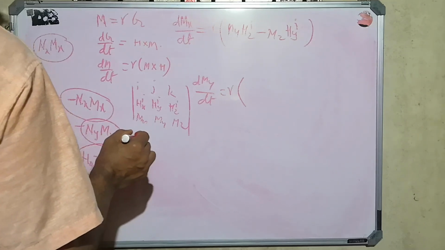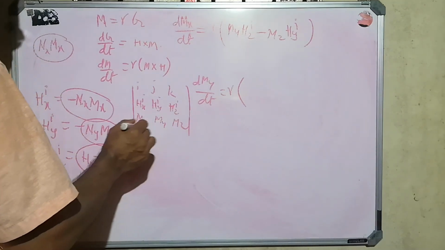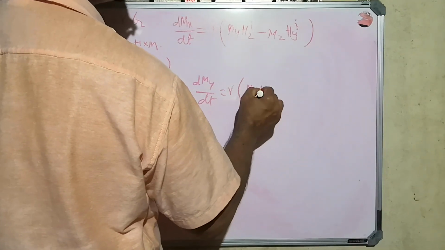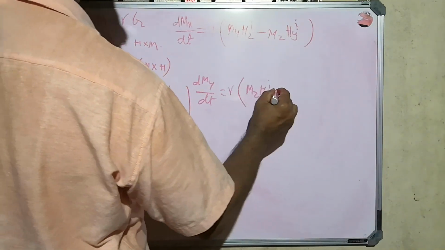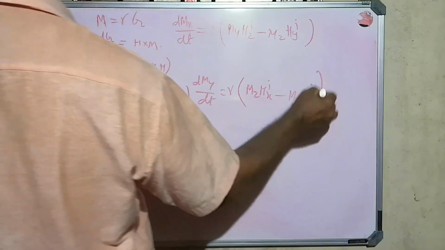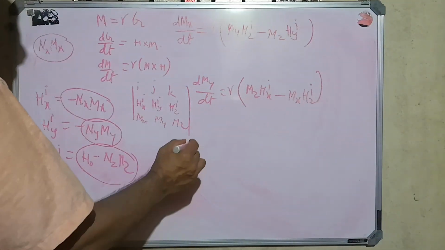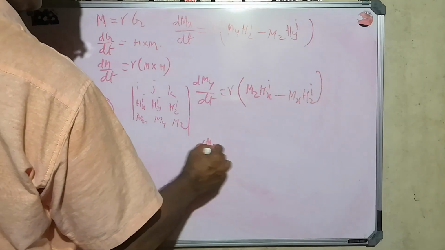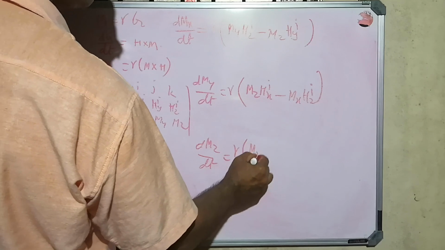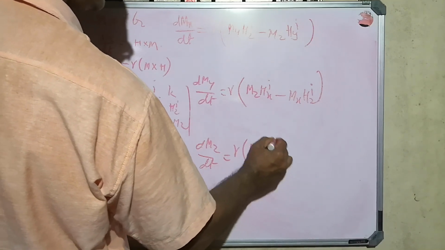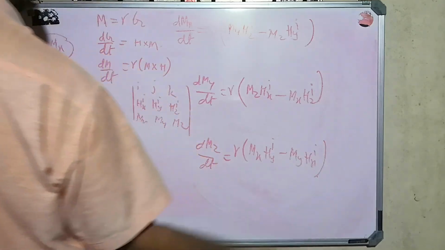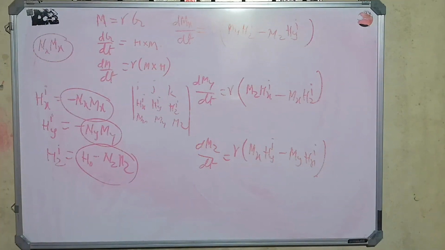right. So what you are getting is mz into hxi, minus mx into hzi. Similarly, dmz by dt is equal to gamma into mx hyi minus my hxi.